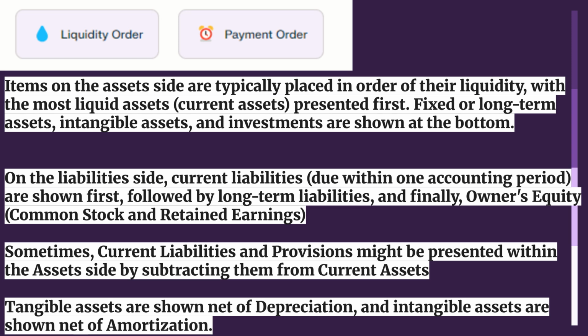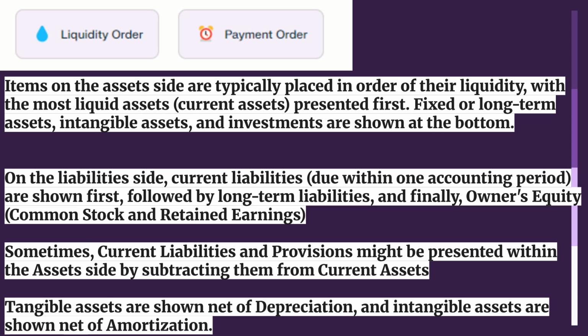Order of repayment on the liability side is as follows. On the liability side, current liabilities, due within 1 accounting period, are shown first, followed by long-term liabilities, and finally, owner's equity, common stock and retained earnings.